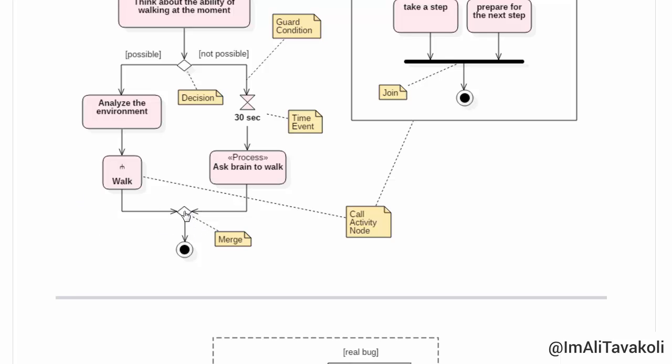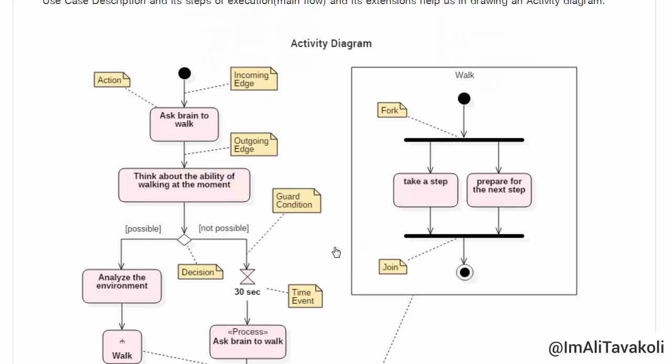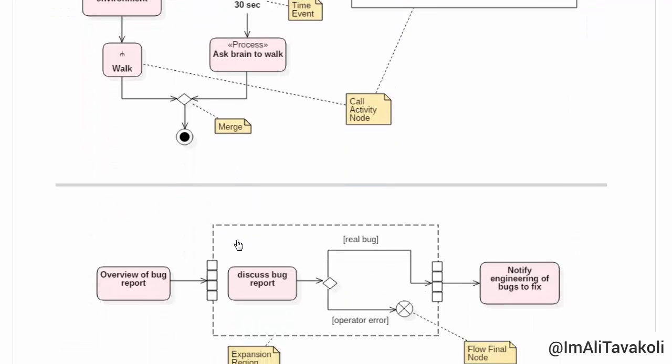And all of these come to an inclusion, which we will show by the merge notation, and then everything ends and our walking process ends. We will show it by the final state notation. That's our first activity diagram example.